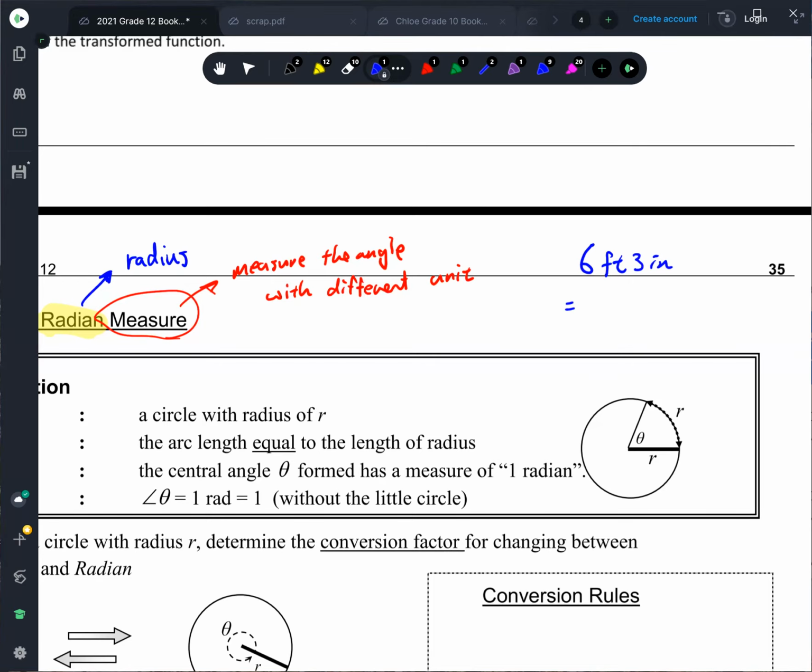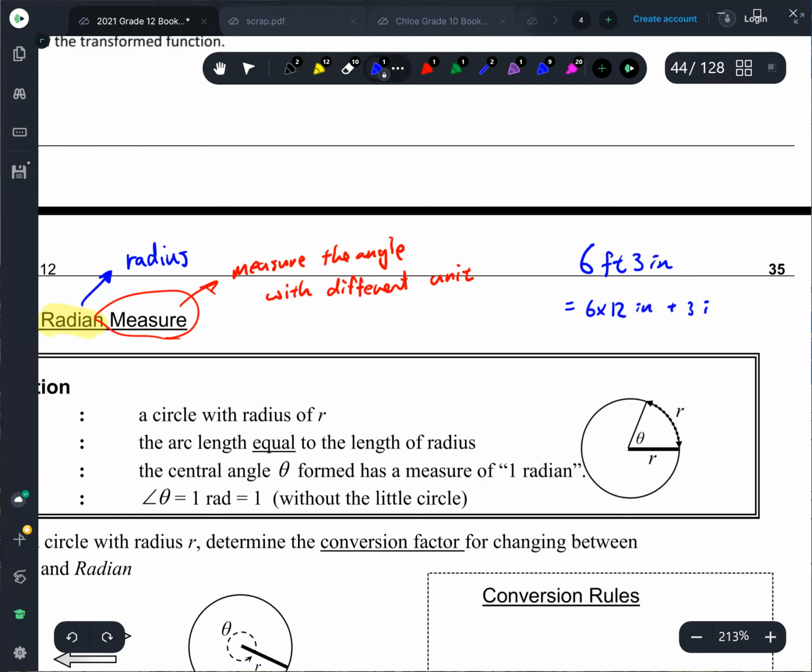12. So the answer would be 72. Okay, so what did you do? 72 plus 3, so 75. Okay, so times the 6 by 12, and then you add the 3 inches, right? So what's the total again? 75. Yeah, 75 inches.